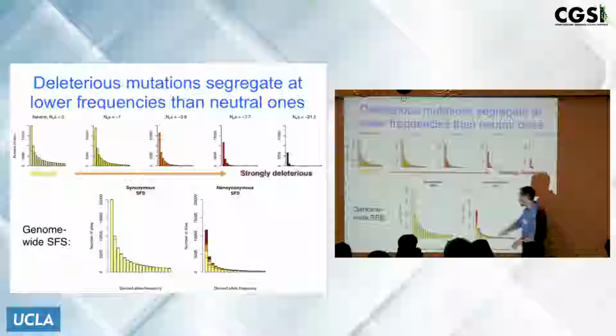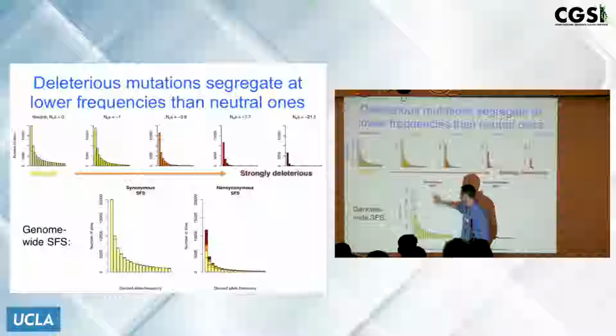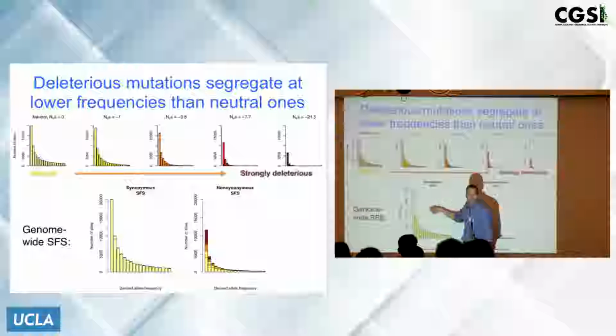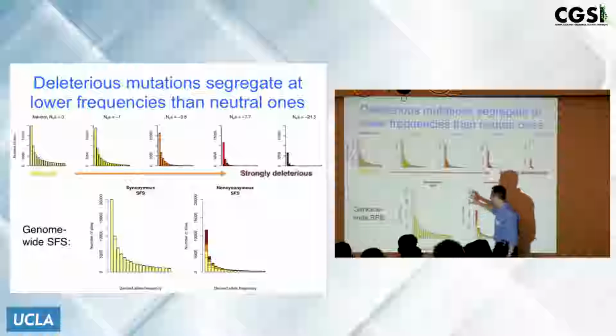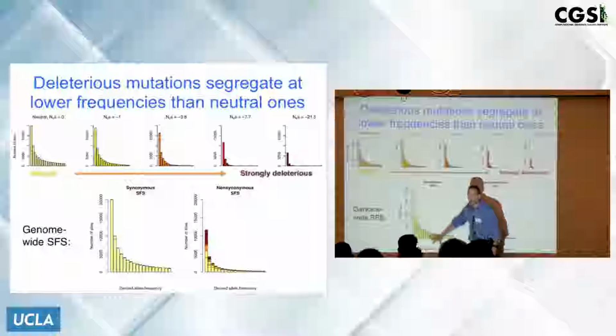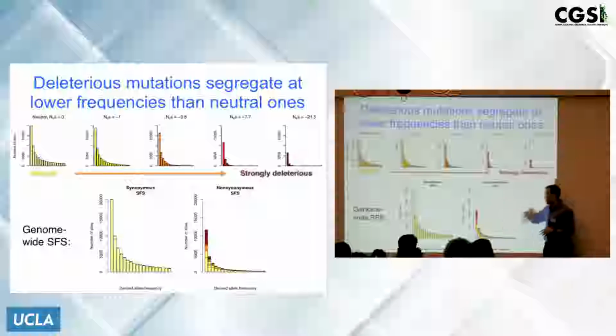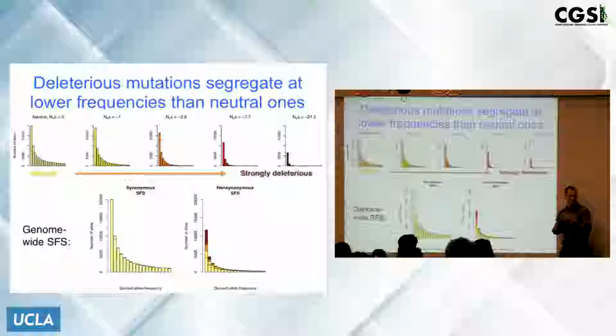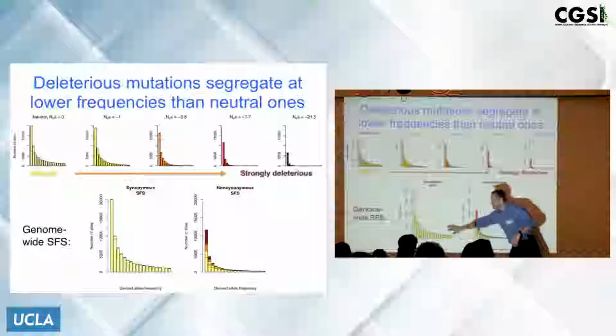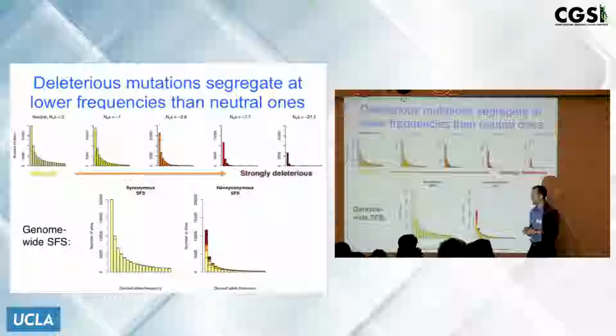And the kind of approach that researchers have typically taken and that we've also used is to say, okay, let's take one category of sites that we think are actually neutral. So we think they're not under selection. Let's use those to estimate this demographic model. And then let's look at the category of sites where we want to infer selection, but use that demographic model that we estimated previously.